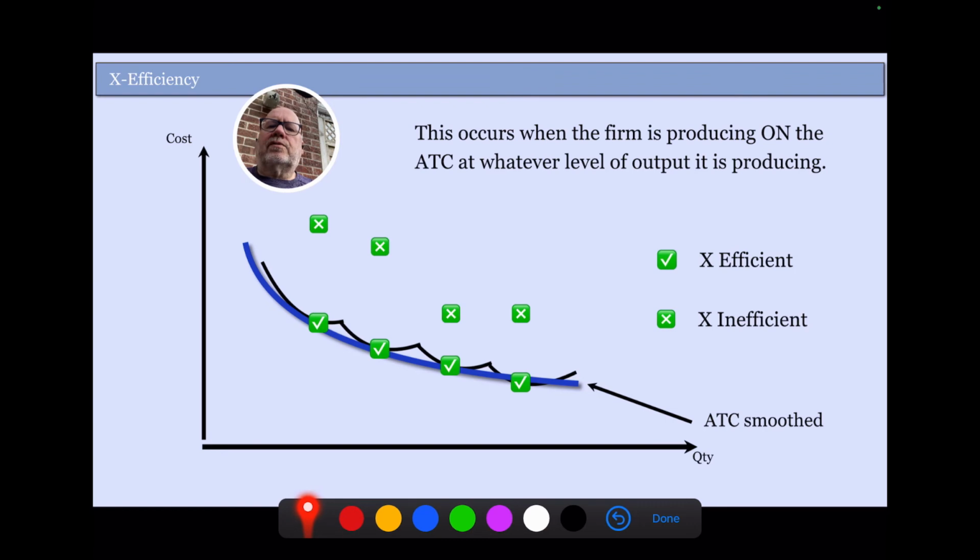It is about whether or not you're adjusting as a firm your labor and capital units to get to the very lowest average cost that you can at that level of output. Not the lowest point of the ATC, that's productive efficiency, but it's at any level of output whether you can actually get onto the ATC.